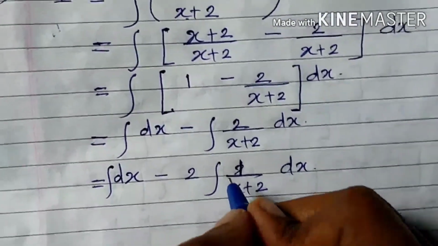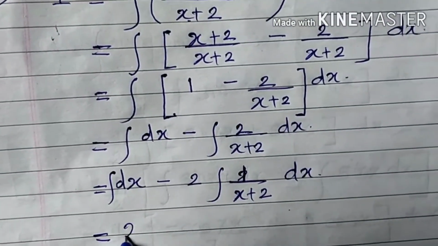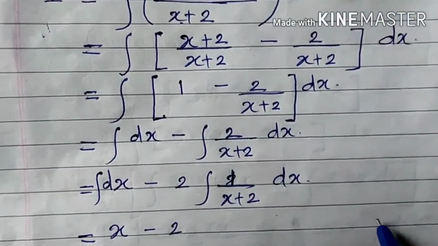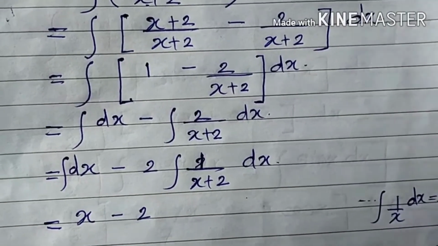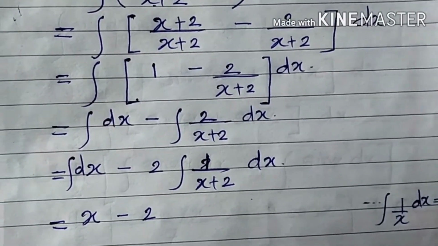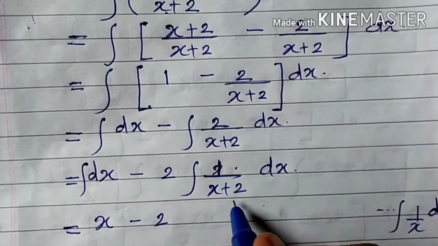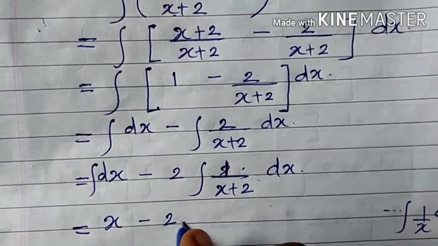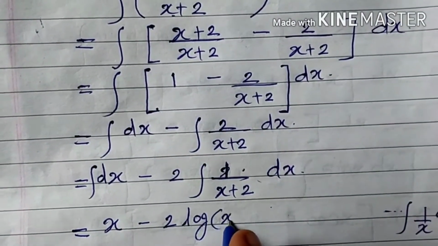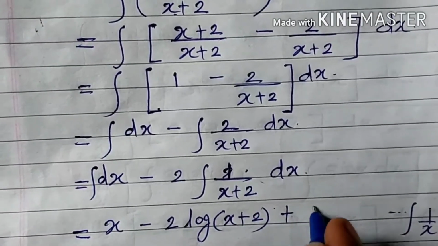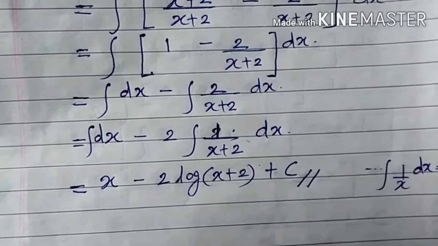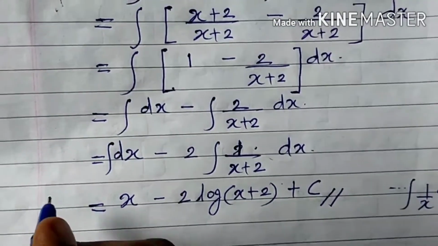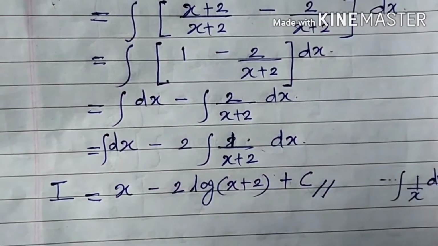Take 2 outside of the integration. Integration of dx is x minus 2, and we know that the integration of 1 upon x dx is equal to log x plus c. So it is like that, 1 upon x. So log (x plus 2) plus c. So this is our answer: x minus 2 log (x plus 2) plus c.